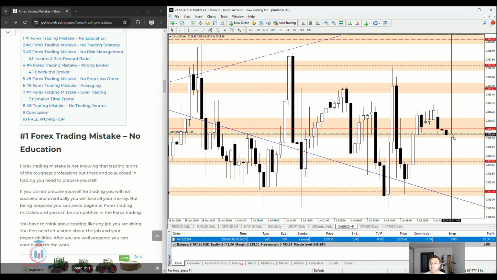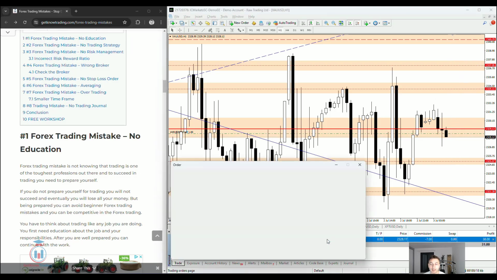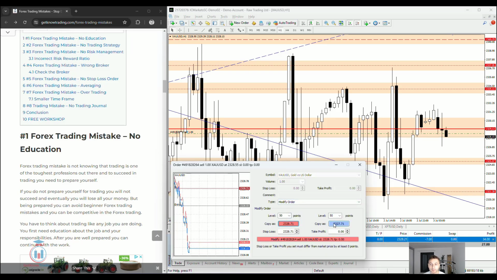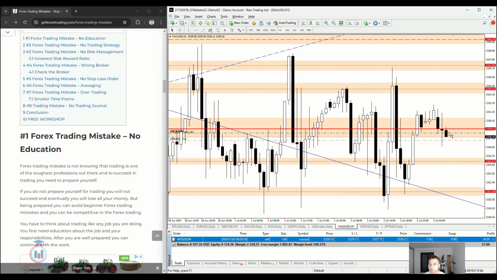That means I am expecting that the price will go down. Now, if the price goes against me, how much money will I allow this trade to lose? Will that be here or will that be even higher? Now, for that, you need to put a stop loss, and I will modify order, 50 points. Let's check this one, and I will drag this one here. I will put take profit down here.